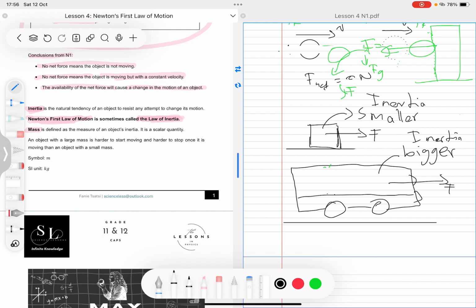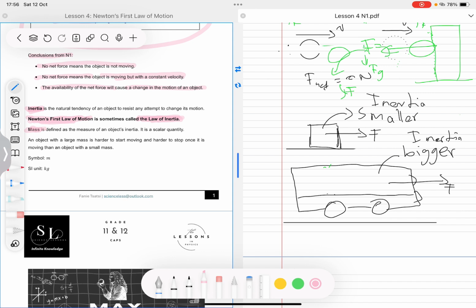That's what we call mass, a measure of inertia. We're measuring how difficult or how easy it is to move an object. How difficult is it for an object to resist changes in its motion? That's how we define inertia in physics. Physics is concerned with motion, so we define mass in terms of how it moves, how it behaves when you try to move it.